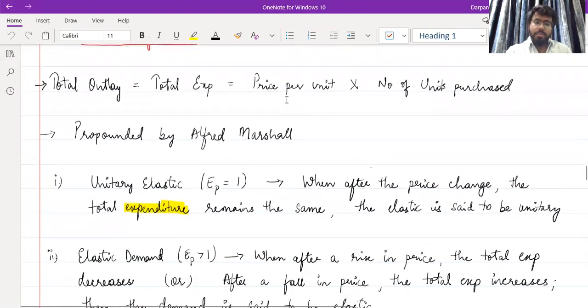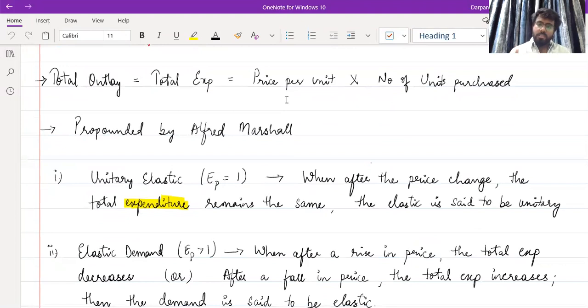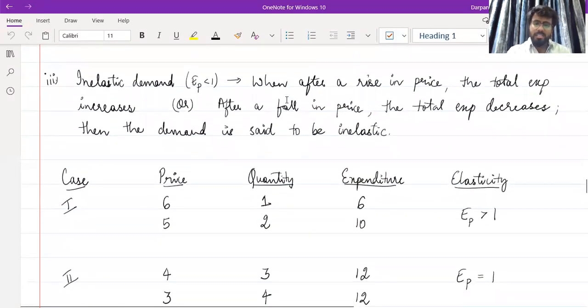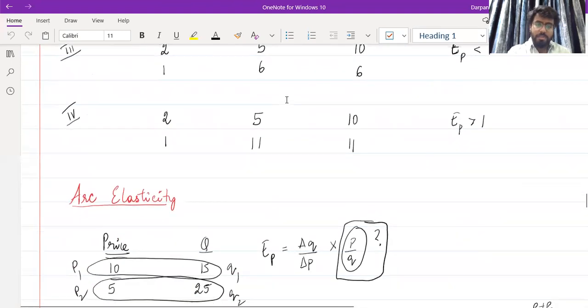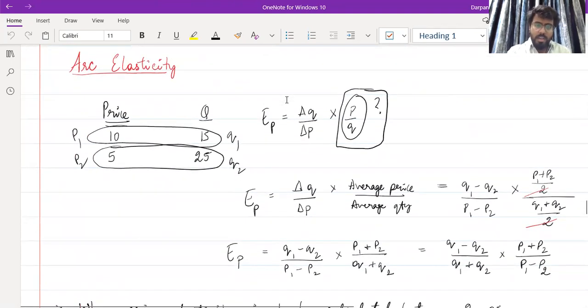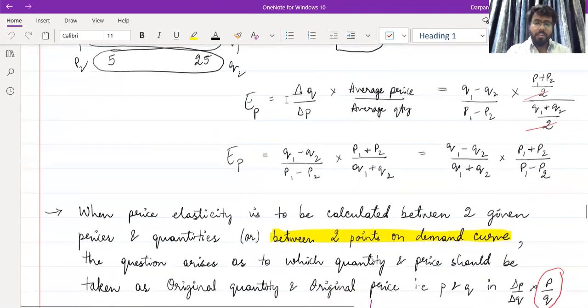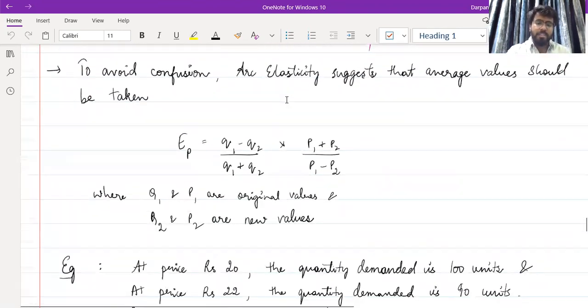Then the total outlay method, where you are analyzing elasticity by total expenditure, that is, by analyzing how much you are spending on that particular item. This I'm not discussing because it's very easy. So if you have some specific doubt in this, you can ask. Arc elasticity is when I'm given two prices and two quantities, but I don't know which is the new one and which is the old one. That is when I'll use the arc elasticity formula, which I'm considering with average prices and average quantities.